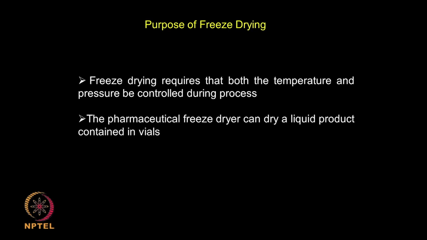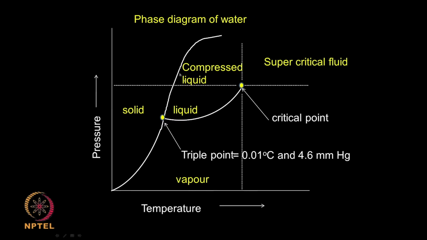So this requires both the temperature and pressure to be controlled during the process. Okay. It can dry a liquid product contained in vials also, it can dry products into solids and so on actually. So if you look at the phase diagram for water, what is a phase diagram? You have the temperature, you have the pressure and you have solid, liquid, vapor, okay, solid at lower temperature, vapor at higher temperature and lower pressure, liquid at higher pressure and higher temperature.